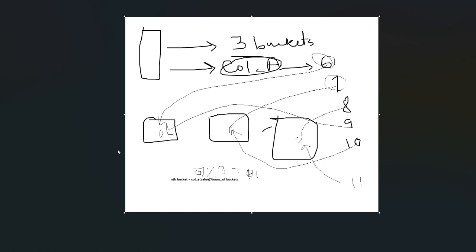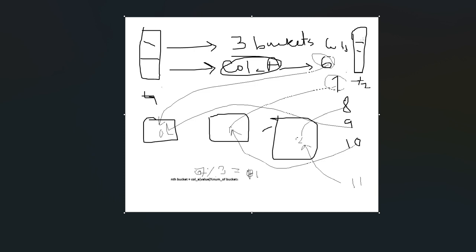Now how does it help in aggregation? Suppose I have another table. This is T1, this is T2, and in table 2 there is also a column, say column B. Column B also has the same values, and what I'm trying to do is join column A from T1 with column B of T2.